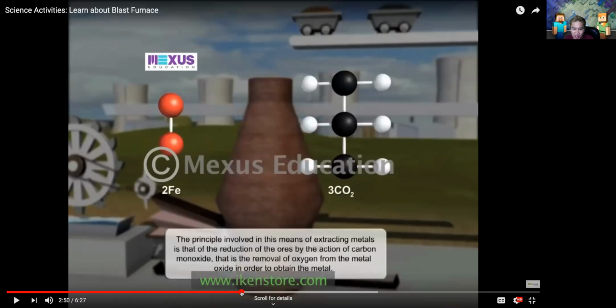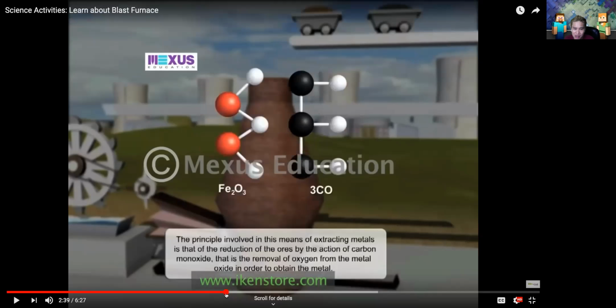So again, going back, from here, this is your carbon monoxide. There are 3 carbon monoxide molecules here, and your ferric oxide here. This is your ferric oxide, and this is your carbon monoxide, and this is your iron ore. What happens is there is a reduction of the ore by the action of your carbon monoxide. So again, this is your iron ore, your ferric oxide.